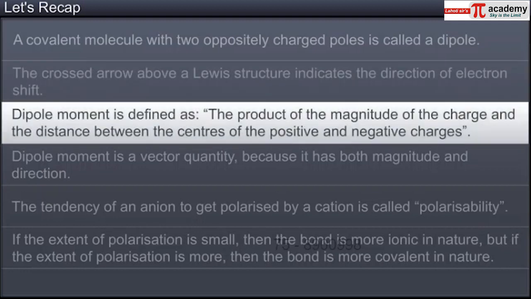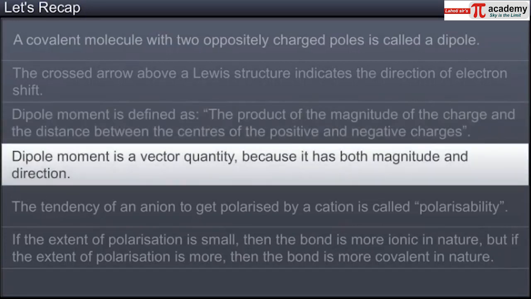Dipole moment is defined as the product of the magnitude of the charge and the distance between the centers of the positive and negative charges. Dipole moment is a vector quantity because it has both magnitude and direction.